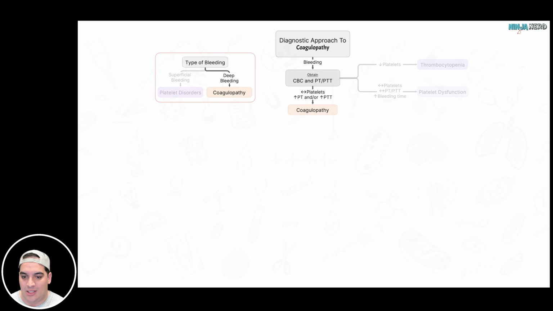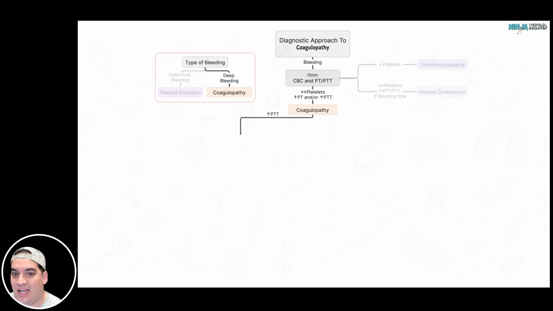Again, check the CBC. Platelets low, thrombocytopenia could be their cause. If the platelets are normal, but their PTT is completely stone cold normal, and their bleeding time is prolonged, it could be platelet dysfunction. Regardless of what their platelets are, believe it or not, usually in this scenario, for a perfect scenario, we'll say platelets are normal. All you care about is what's their PT and their PTT. If that is elevated, we have a coagulopathy at play, and we've got to figure out which kind it is.